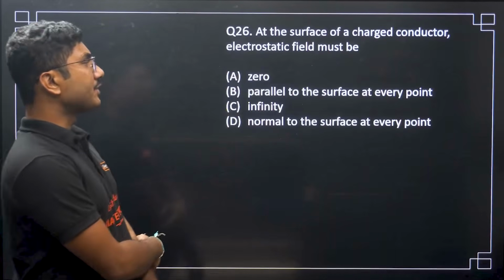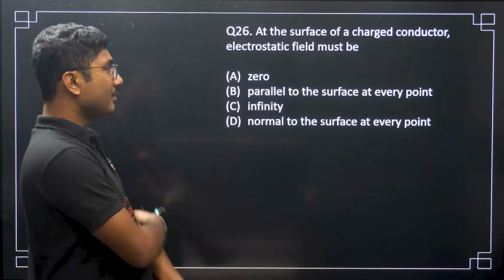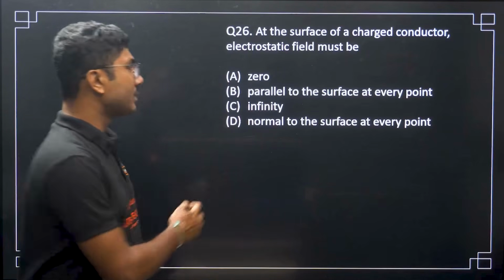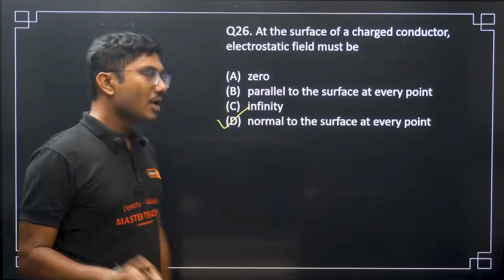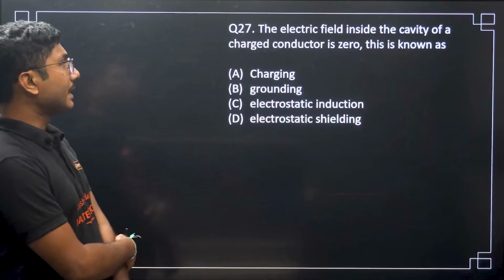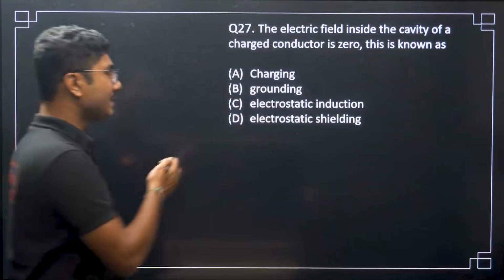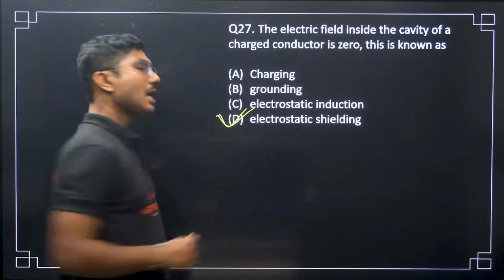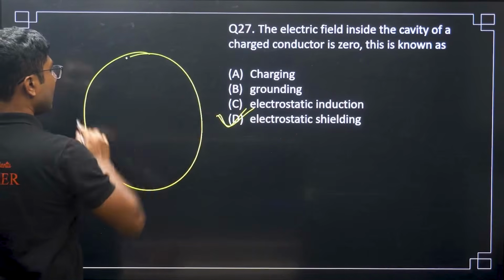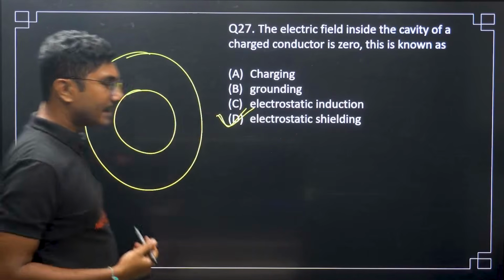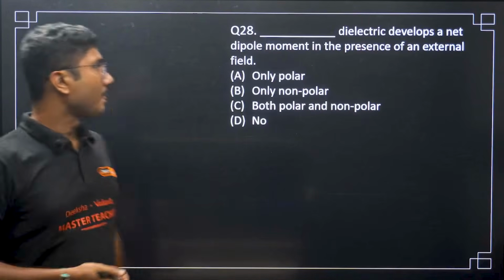At the surface of a charged conductor, the electrostatic field must be 0, parallel to the surface at every point, infinity, or normal to the surface at every point. On the surface of a conductor, electrostatic field will always be normal. The electric field inside the cavity of a charged conductor is 0. This is known as electrostatic shielding. If you remember, during my lecture I mentioned electrostatic shielding, that if you construct a metal cavity, then inside the cavity the electric field is 0. It is called electrostatic shielding.